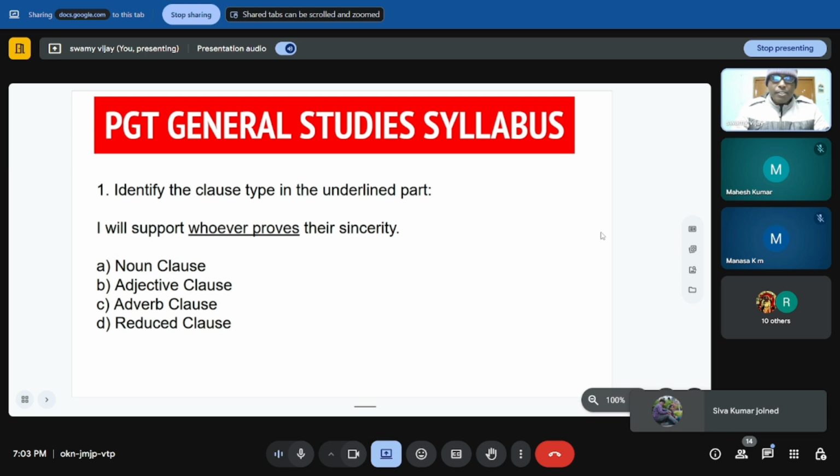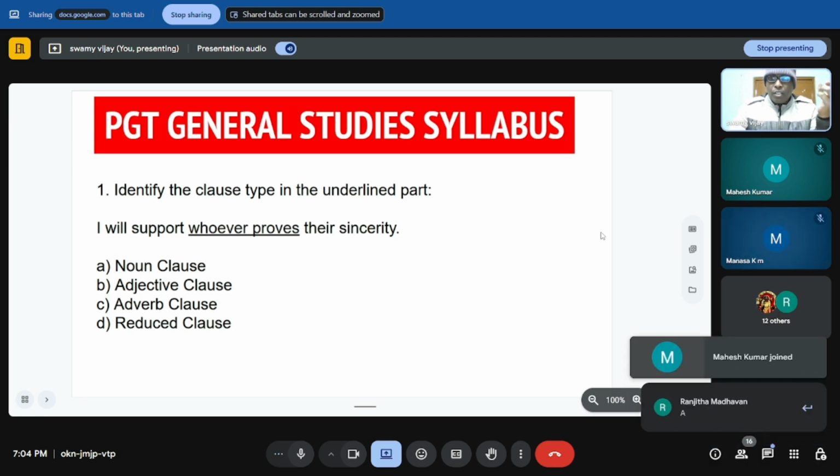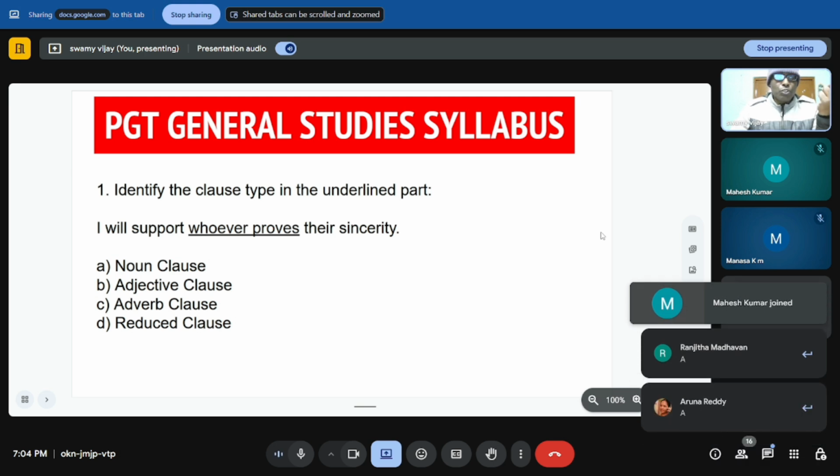So on screen you can see the first question. I'll read and you have to answer this question in the text messages. The first question is, identify the clause type in the underlined part: I will support whoever proves their sincerity. This underlined part is a clause and you need to identify what type of clause it is. There are 4 options: A, noun clause; B, adjective clause; C, adverb clause; D, reduced clause.